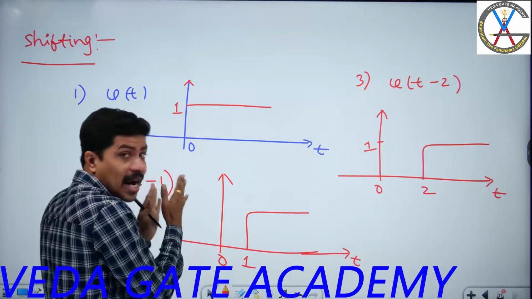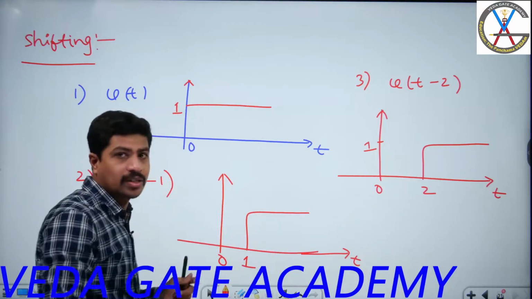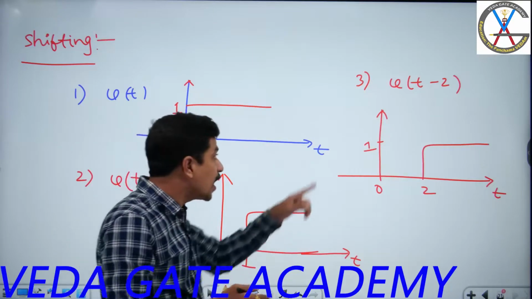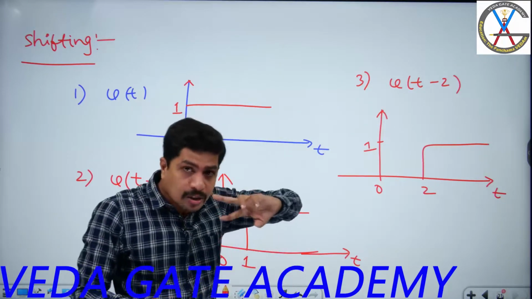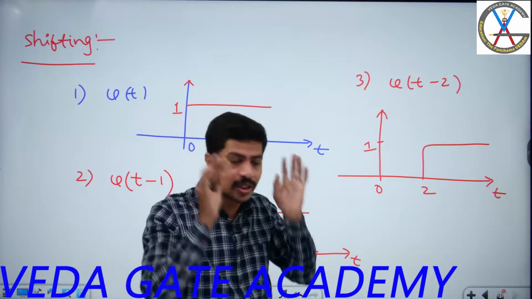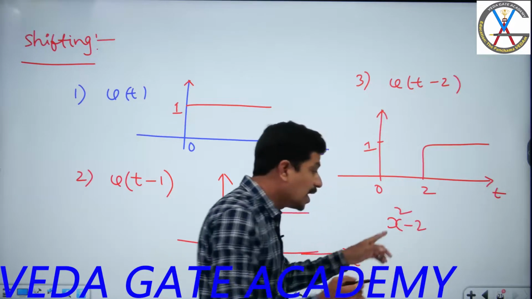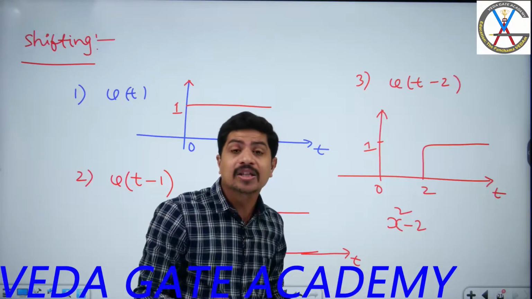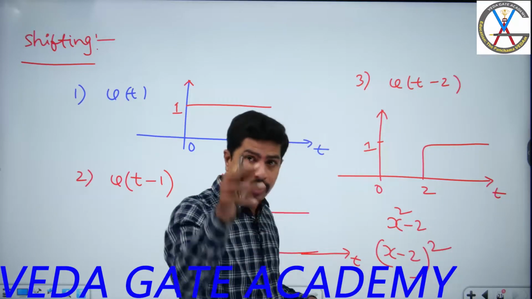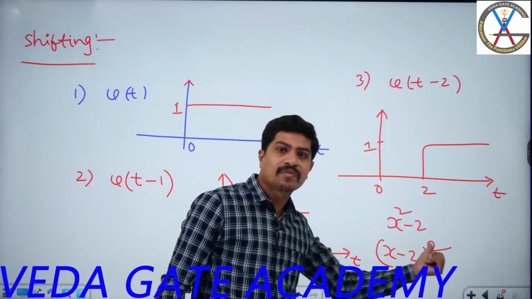You stand at the origin and drag the signal towards the right side by that many units. Remember always that shifting means the variable only should be shifted, not a square of the variable, not a cube, not a root. Suppose x is the signal: x minus 2 is shifted, but x square minus 2 is not right shifted by 2 units. x minus 2 whole square is right shifted by 2 units. This is correct, but not the other. Here x square you are shifting by 2 units; here x I am shifting by 2 units.